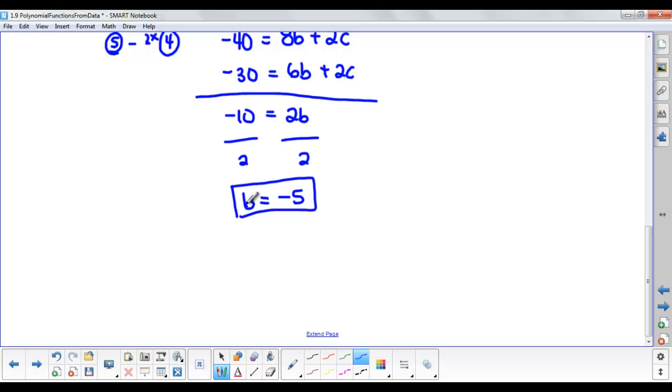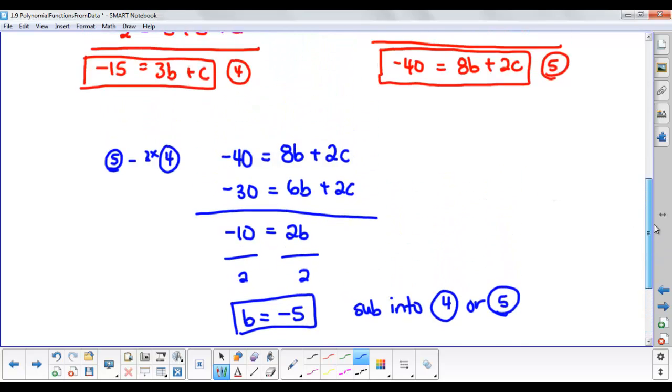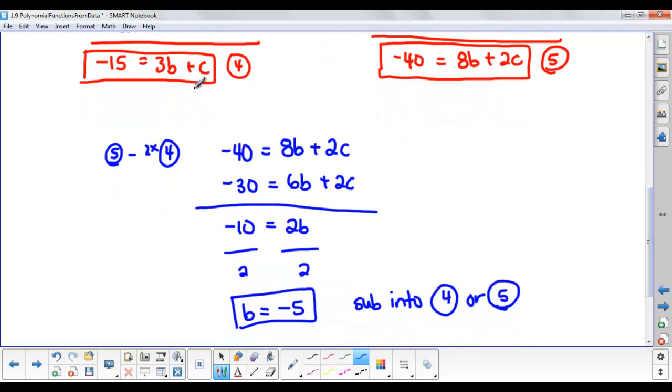So we are going to take this information and we are going to work backwards now. We are going to take this b equals negative 5 and we are going to sub this into either equation 4 or equation 5. I'm going to choose equation 4. And the reason being is once I've subbed in negative 5 here, c has a coefficient of 1. Makes it just a little bit easier to solve, but it really doesn't matter which equation you sub it into. So I'm going to take this equation here.